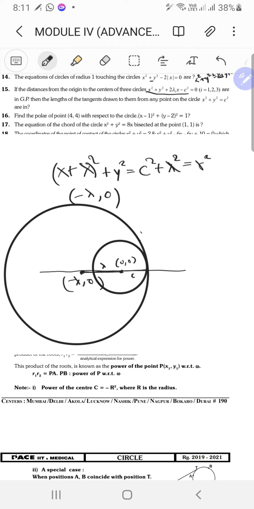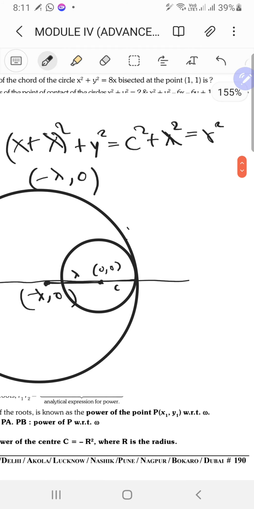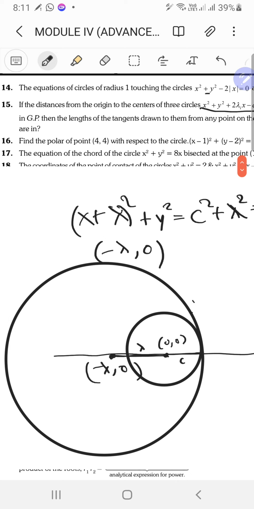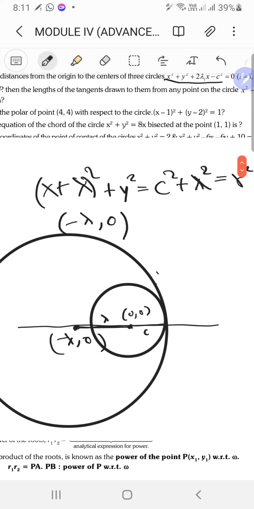Wait a second. There could also be the chance that maybe it's over here, right? Yeah. So this is if lambda is positive, but what if it's not positive? If it's not positive, in that case minus lambda comma 0, it's going to lie somewhere over there, right?